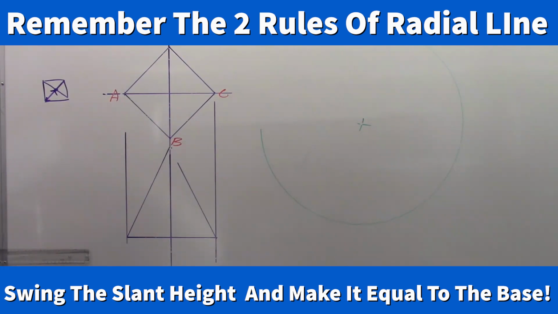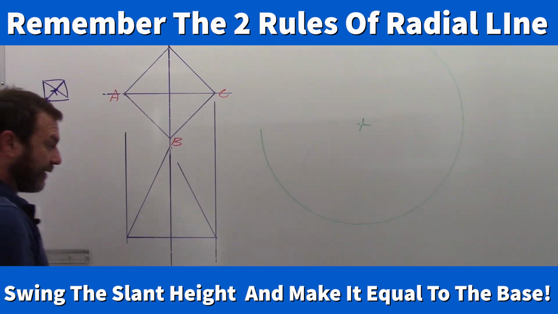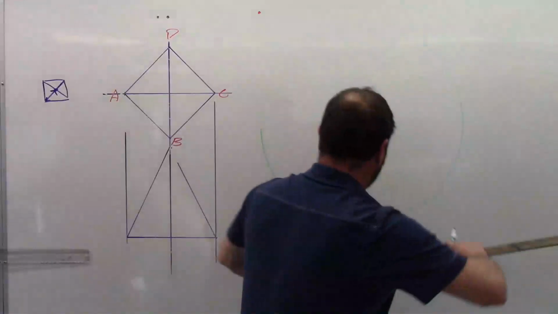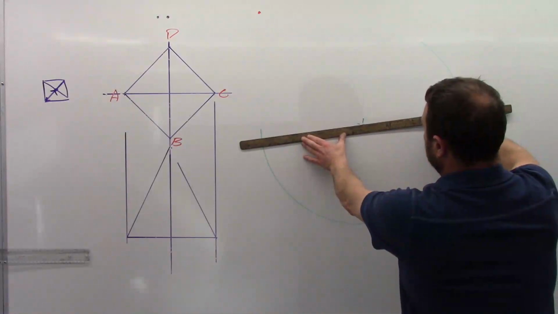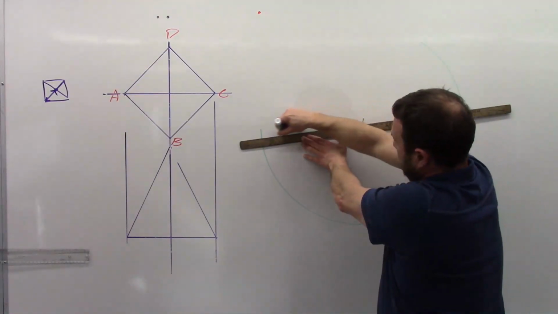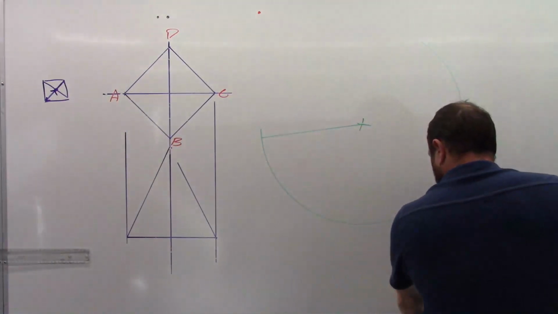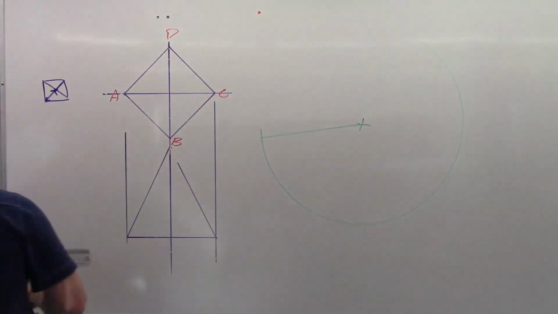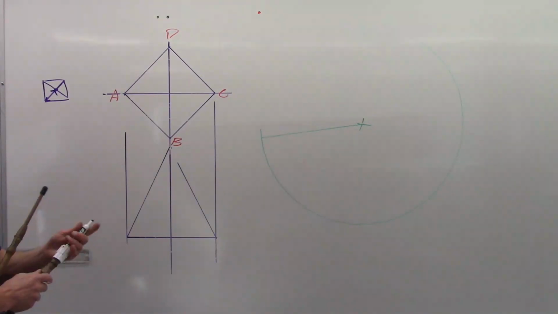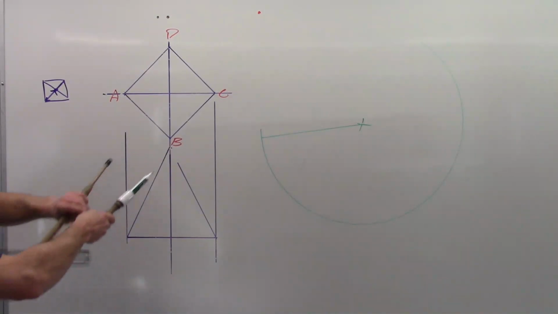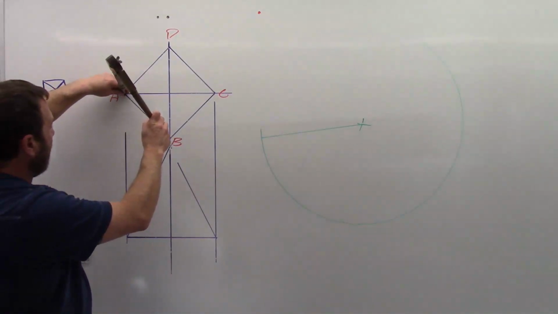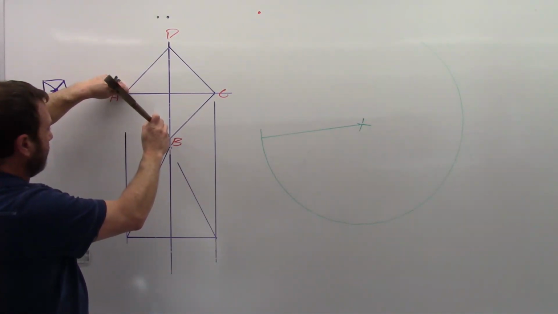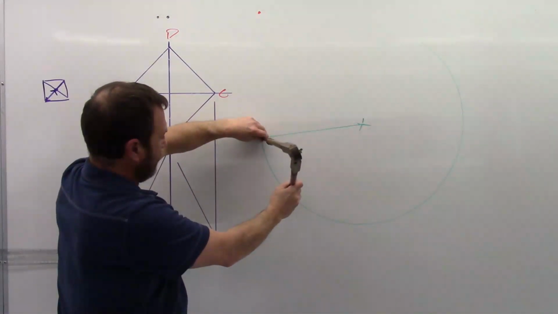Now I want to pick up the length of the base and transfer that down. We did that before with a step off, and I'm going to use the same technique here. The difference being that I'm not going to keep the arc. I'm going to just take the step off and I'm going to create a straight line between the arc, which we refer to as a chord. So I take a chord, I step it off.